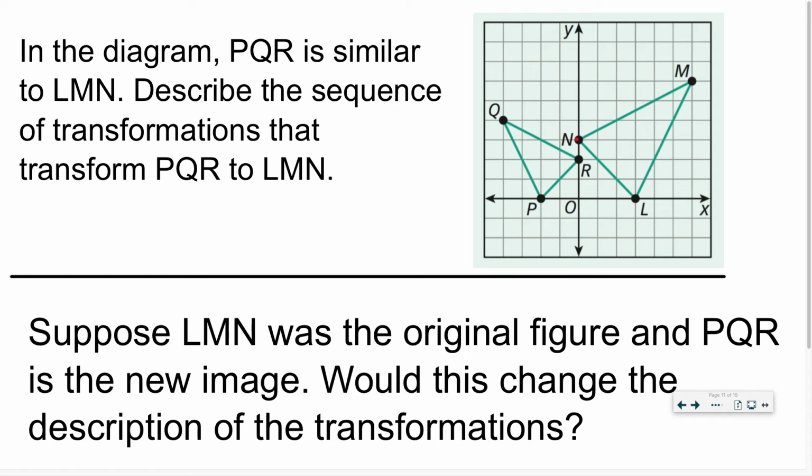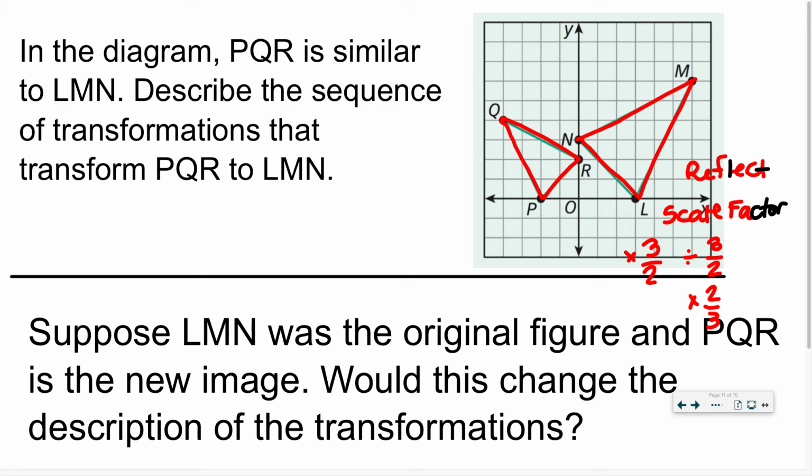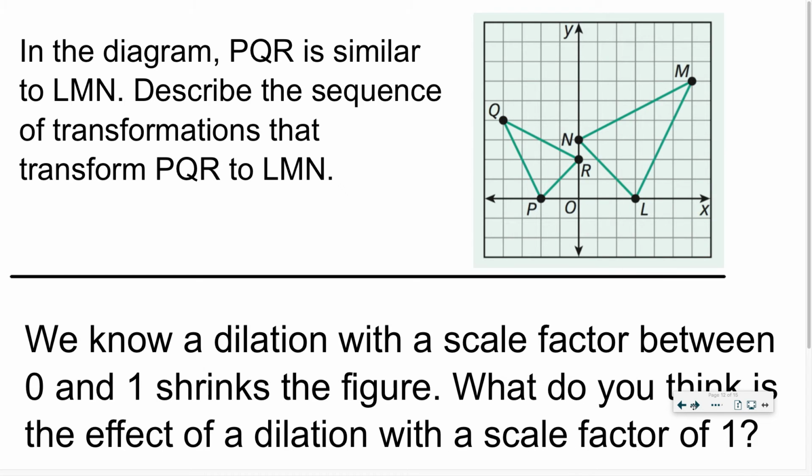Let's say this was our first figure. We started here, and then we made it smaller and did this. Would I still have reflected? Yes. Okay, so I still reflect. What would my scale factor have been? -4. No. So instead of multiplying by 3/2 to make it bigger, what would I have done? Divide by 3. And what's dividing by 3/2? The same as multiplying by 2/3. And that would have made it smaller. Multiplying by a fraction smaller than 1 would have made it smaller. Absolutely. Okay.